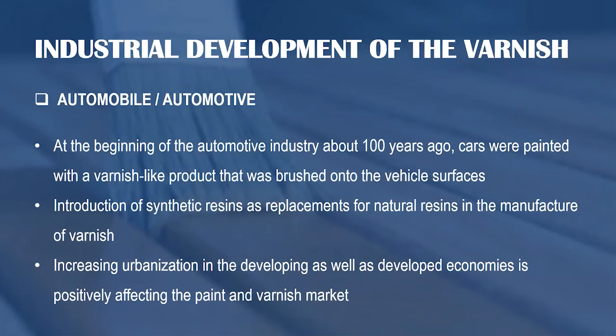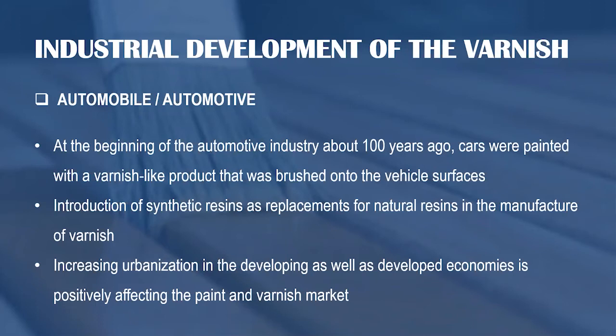The market is majorly influenced by the increasing automobile sector due to growing demand for vehicles, and growth in the construction industry. Moreover, increasing urbanization in developing as well as developed economies is positively affecting the paint and varnish market. However, strict regulation for volatile organic compounds and other unsafe elements in varnish and paint is encouraging the major players to make changes in their products, which will ultimately hamper growth of the market.